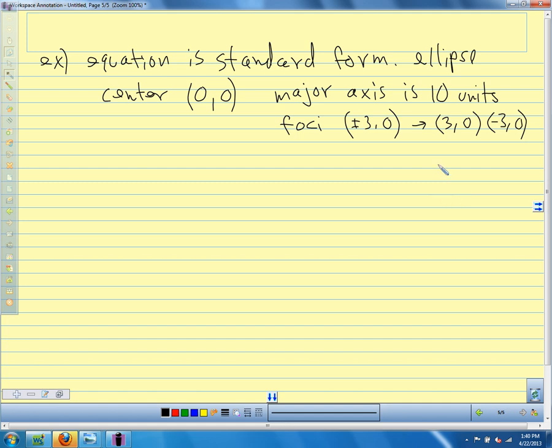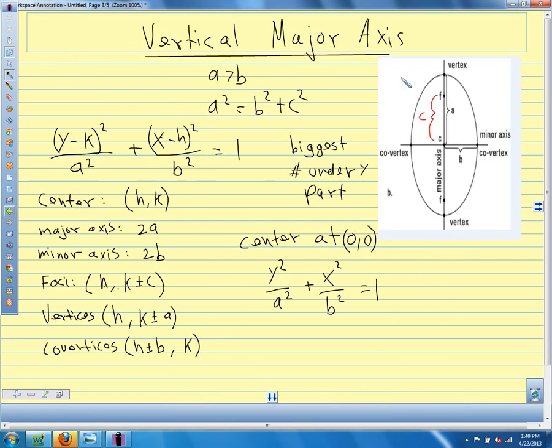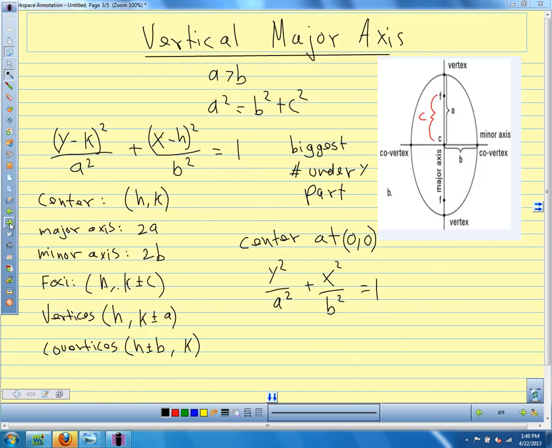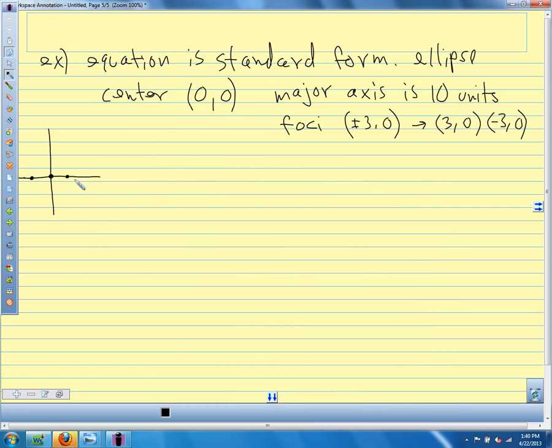All right, so if you get a problem like this, what I suggest you do is make a little sketch. It doesn't have to be fancy. My center is at 0, 0. We have a focus at 3, 0 and a focus at minus 3, 0. Does this ellipse have a vertical or horizontal major axis? Each focus is on the major axis. If we look back at our pictures, the focus is on the major axis. So because my 2 foci are on the x-axis, we have to have a horizontal axis.